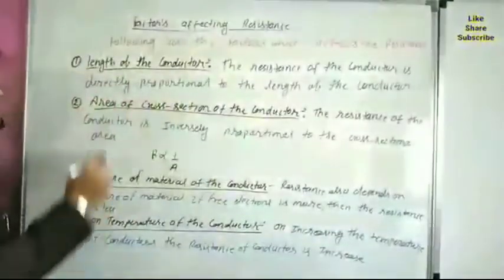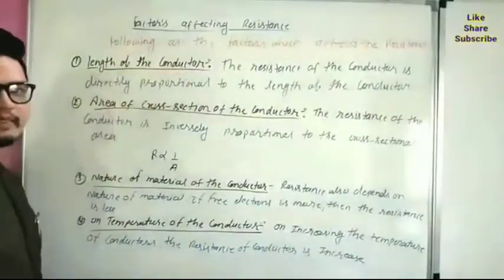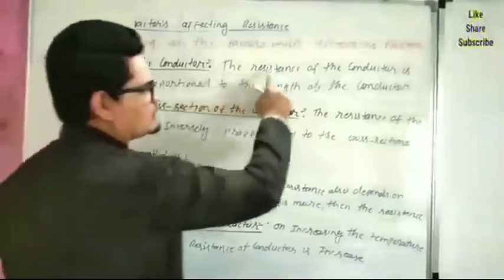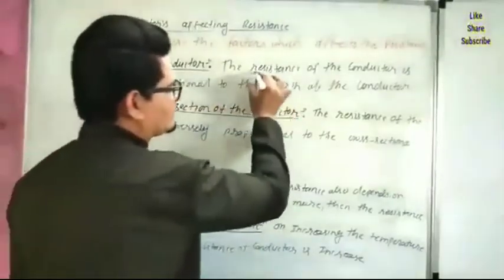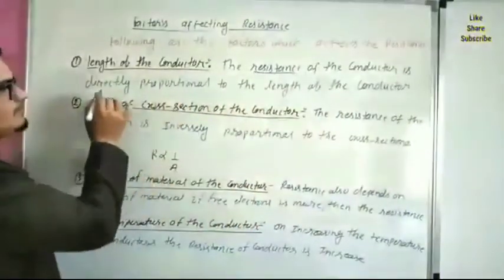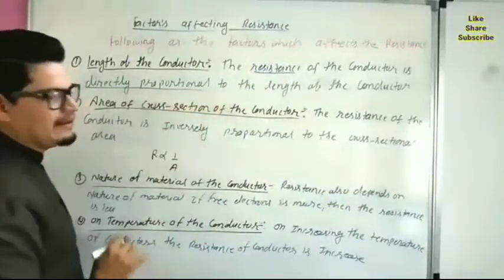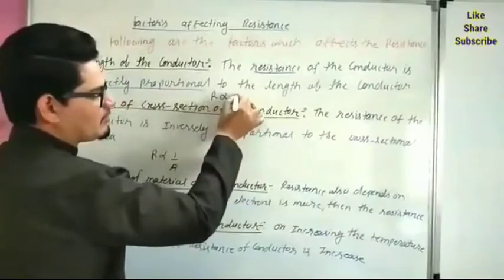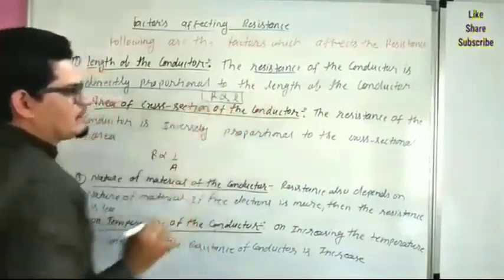First is the length of the conductor. The resistance of the conductor is directly proportional to the length of the conductor. It means resistance of the conductor is directly proportional to the length of the conductor.